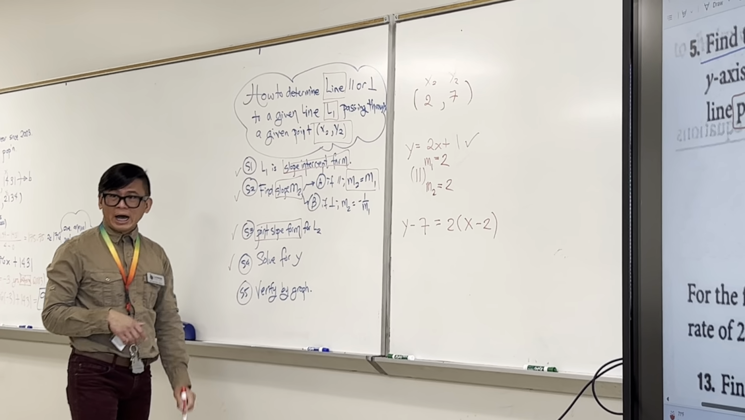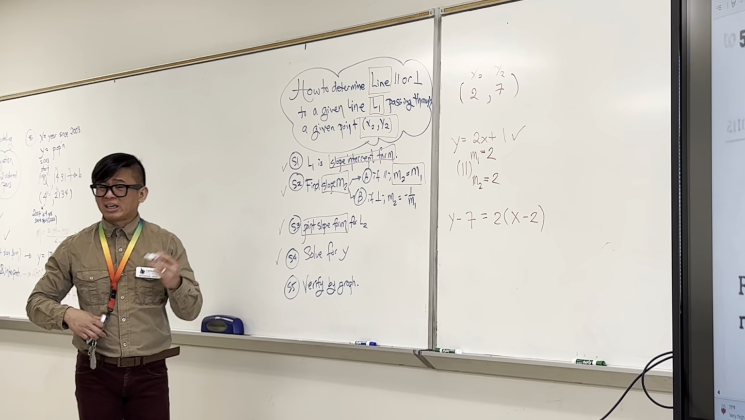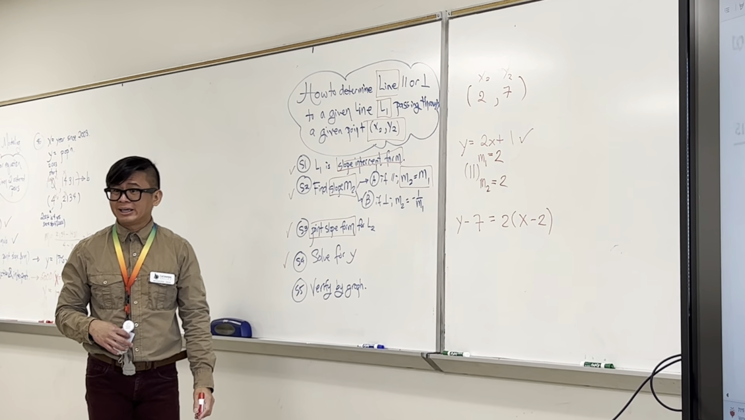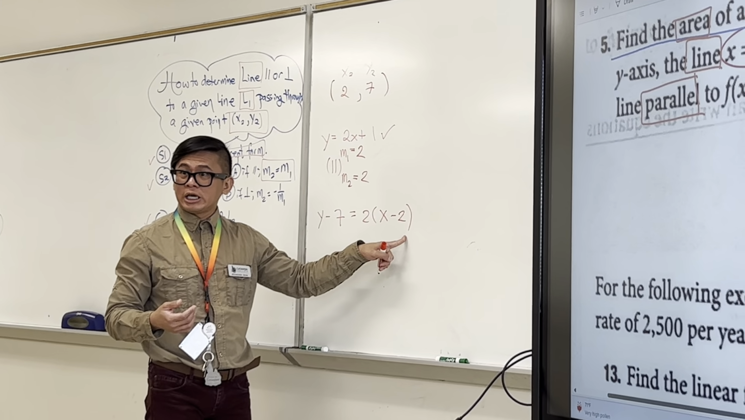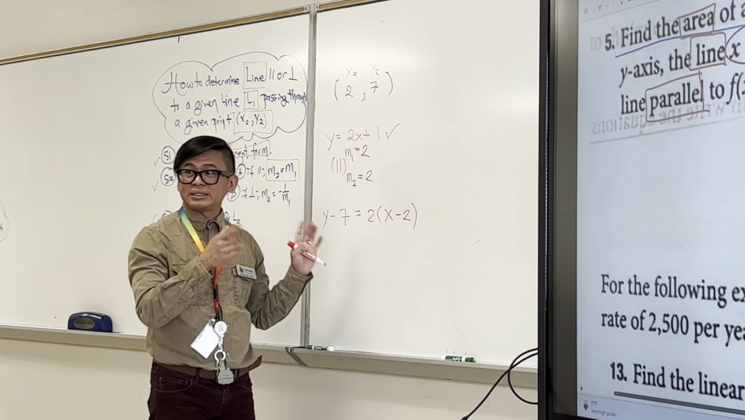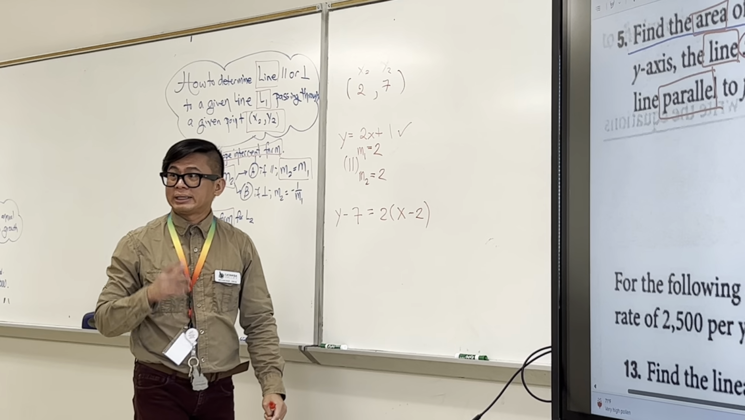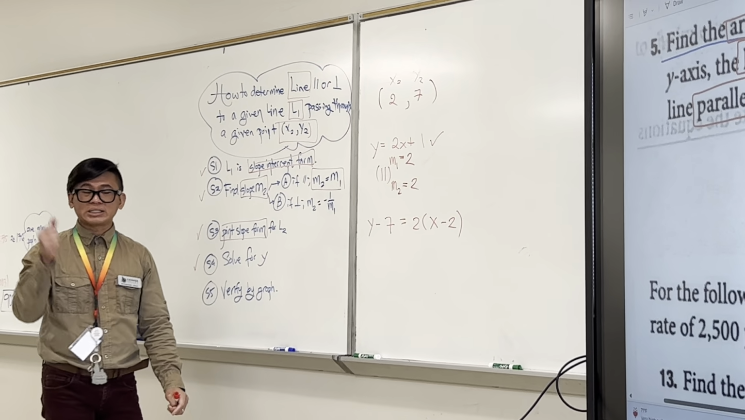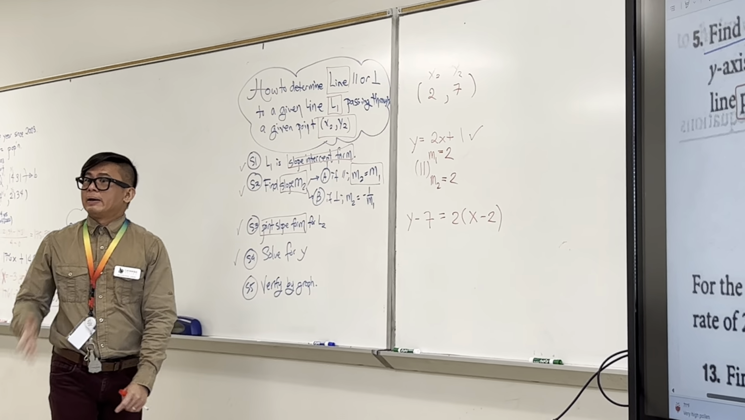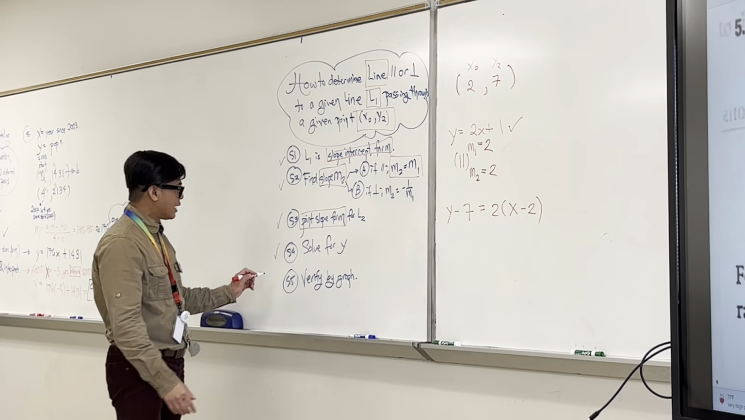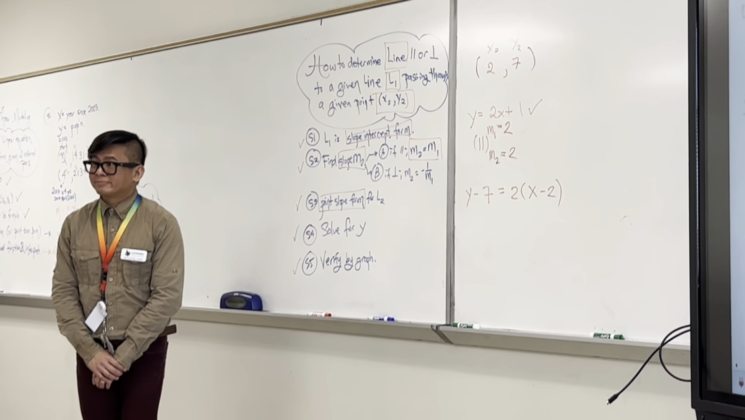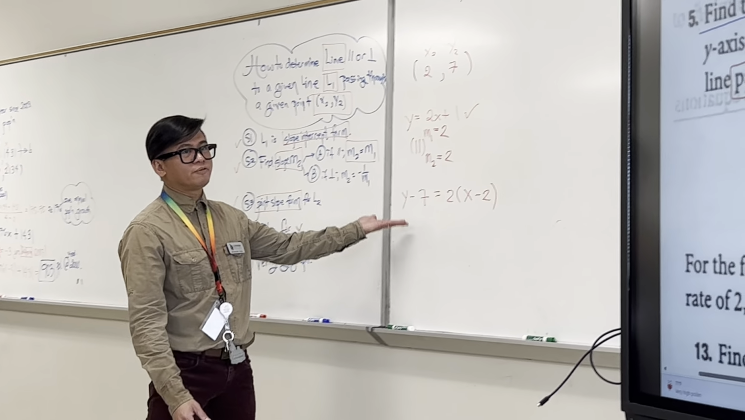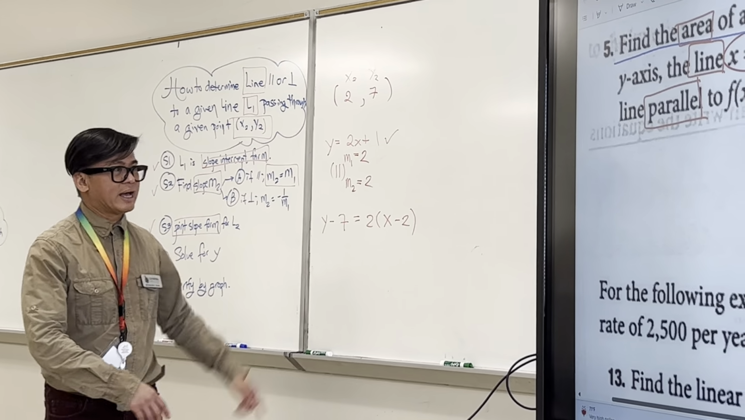Solve for y if you need to. I think in this case we don't need to solve for y. But if you need to, you just distribute 2 in here and then add 7 on both sides after that. If it's not needed, that will be fine already. And the last one, verify by graph. Are we good? We have solved for the equation already.